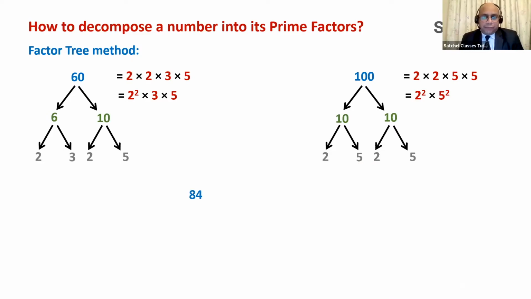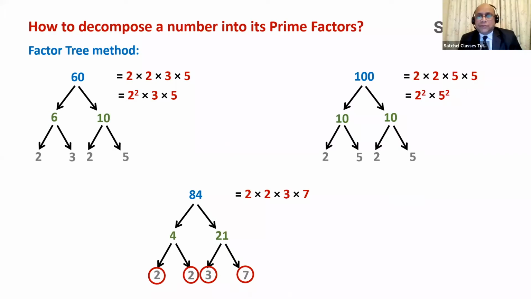How about 84, right? 84 can be split as 4 times 21. Now, neither of them is a prime number. So we split 4 further as 2 times 2 and 21 as 3 times 7. Now we have all the prime numbers at the end of the branches. So we'll put them. Incidentally, they're already in order: 2, 2, 3, and 7. So that's what it is. 84 is 2 times 2 times 3 times 7, or 2 squared times 3 times 7. I hope you understood the factor tree method for decomposing numbers into its prime factors.